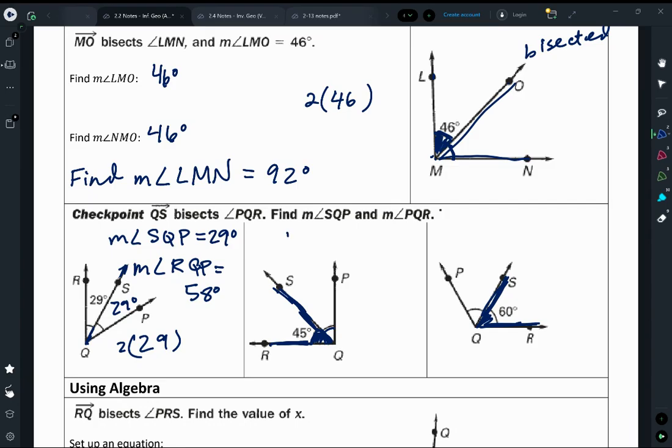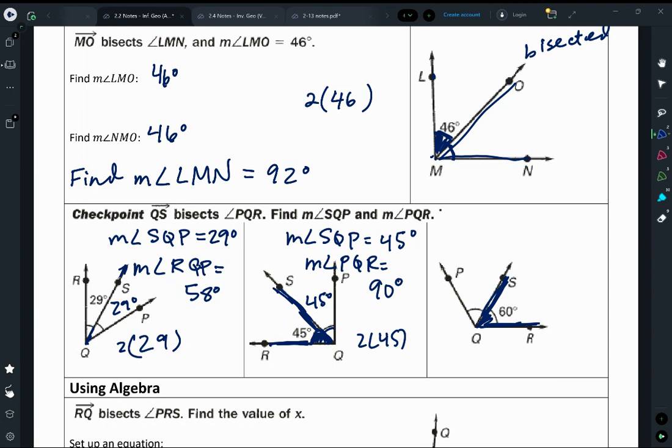On the next one, measure of angle SQP. Well, SQP will also be 45. And I want to find the measure of angle PQR, which is 2 times 45, which is 90 degrees. So I've had many students point out that instead of doing 2 times 45, it's easier for them to add 45 plus 45, and that's fine.